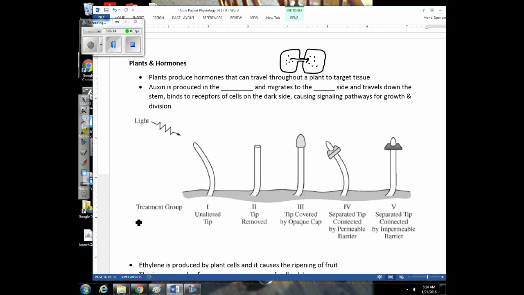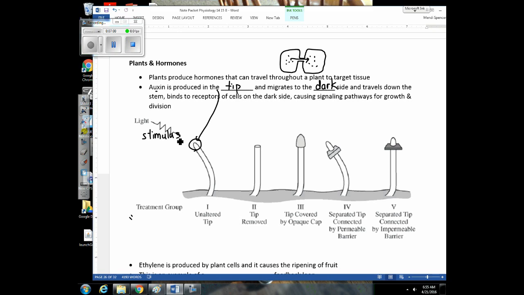This diagram was on one of your worksheets, so I want to take a second to explain it. Even though I don't have to specifically teach you about any plant hormones, sometimes it helps if we go over some plant hormones because you might have questions about them. This is a diagram that was released from the 2015 test, and it's about a hormone called auxin that's produced by plant cells. Auxin is produced in the tip of the shoot, and auxin migrates to the dark side of the stem. Light is the stimulus that causes these cells to produce and release auxin.